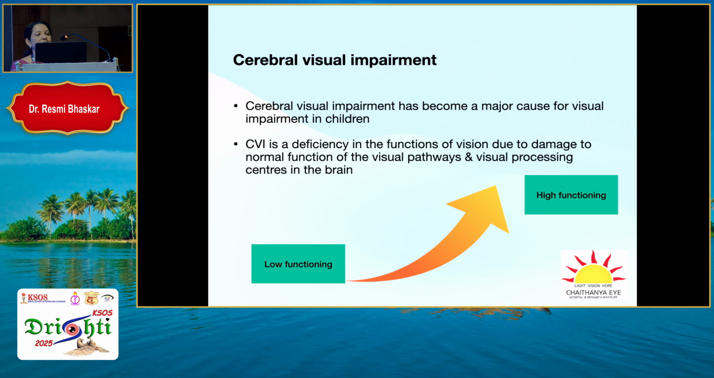So what are we dealing with? Cerebral visual impairment has become a major cause of visual impairment in children. In simple terms, we say that the brain is not able to process what the child is seeing. And it can range from low functioning to high functioning.